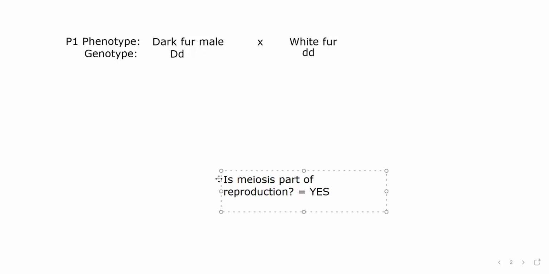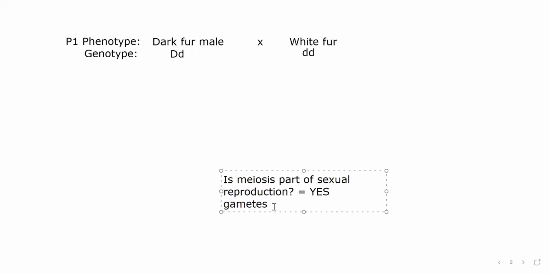Question. Is meiosis part of reproduction? Answer is yes. And why is that so? It's because meiosis leads to the production of gametes that we also call sex cells. Specifically speaking about sexual reproduction here. So if I rephrase, is meiosis part of sexual reproduction? Our answer will be yes.